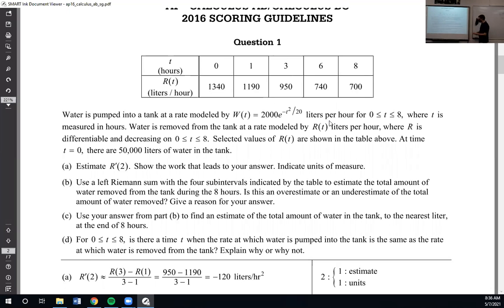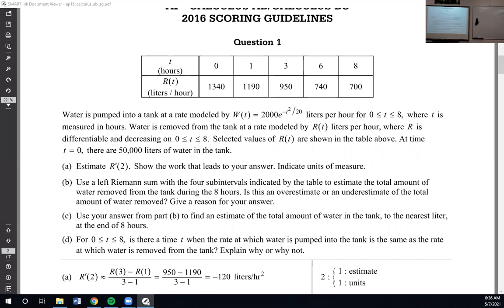And let's make sure we have units, since they give a point for putting units on this one. So if it says something like indicate units of measure or using correct units, make sure that you are doing that. Because that probably means that in order to get the point, you need the units. Or even in something like this, they'll give a point for you getting the units correct, for knowing that if the original function is in liters per hour, then the derivative needs to be in liters per hour squared.